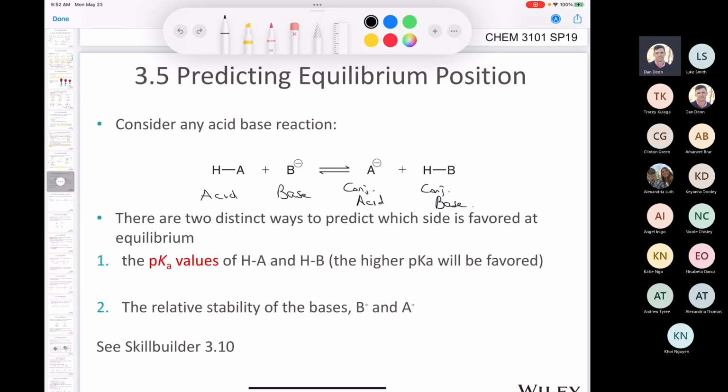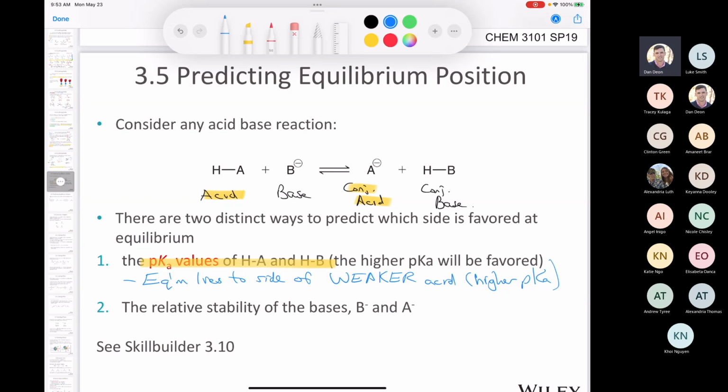The way that you can determine that is you can compare pKa values of the two acids, the acid and the conjugate acid. The equilibrium is going to lie to the side of the weaker acid. So we'll put here again, equilibrium lies to side of weaker acid. We'll put here higher pKa value.